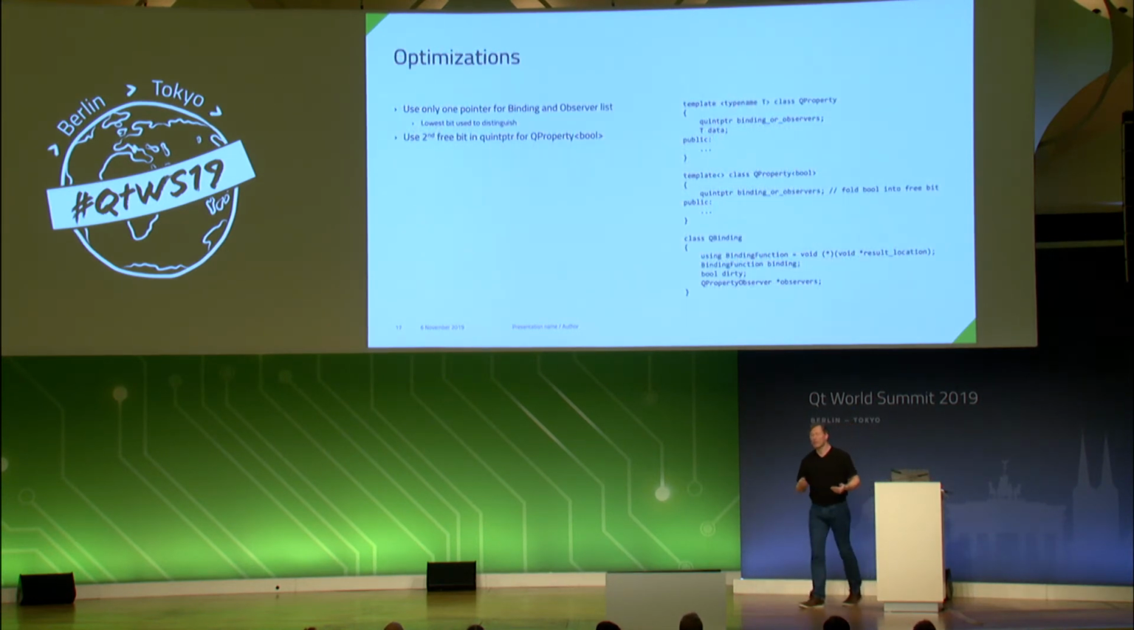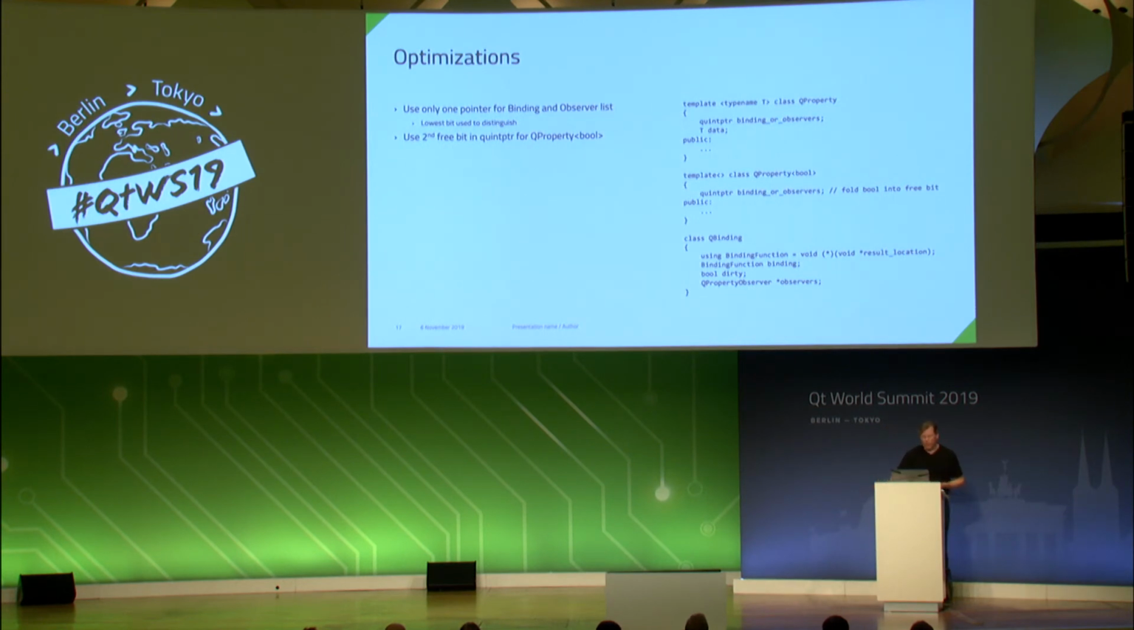There are a couple of optimizations that we want to do. We only want to use one pointer for bindings and the observer list, because on many properties you don't actually have a binding, but you do have observers, people that depend upon this property. So in that case, we can move them into one pointer and use the lowest bit to distinguish whether that's a pointer to a binding or to an observer list. We can also use the second free bit for a QProperty bool and store the Boolean in another bit there, so that we don't even need the T data for property of Boolean. And the binding then also needs to have an observer list. So if you have a binding, the observer list pointer moves into the QBinding class. That helps us optimize things and gets things a bit better.